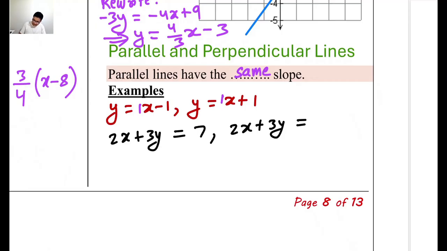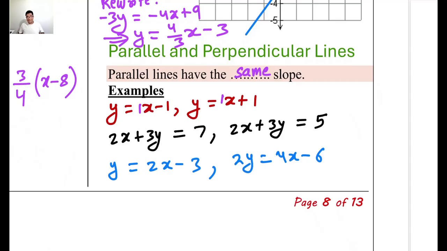Okay, let me simply give another example, 5, right? And here's one more example I'll give you. It could be something like y equals 2x minus 3 and 2y equals 4x minus 9, let's say.